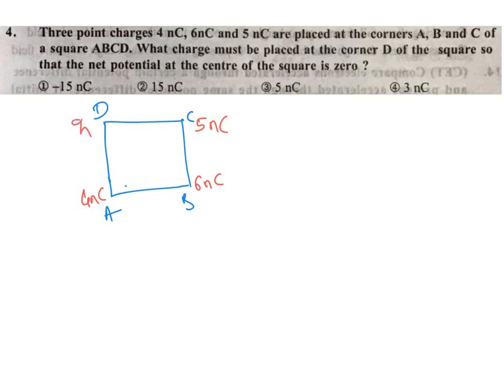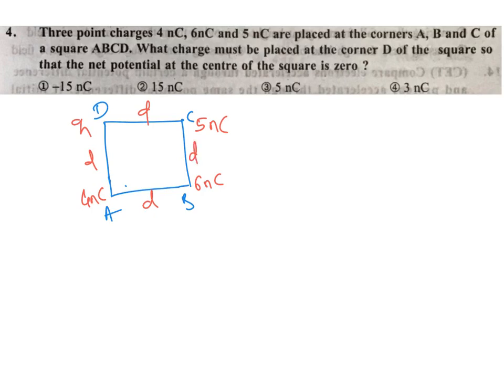Correct. So let me draw the free body diagram now. So here is a square. Let me take it as A, B, C and D, and the charges are placed here. It is 4 nanocoulomb and this is 6 nanocoulomb and this is 5 nanocoulomb, and this is the Q charge here. The side of the square is not given, so let me take it as d itself, because the sides must be equal.